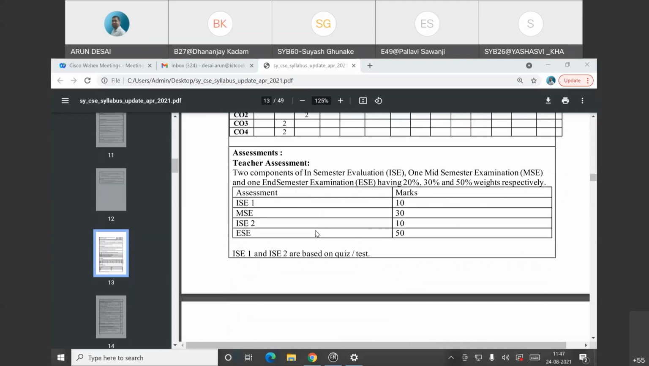Assessment is common. You have two ISC components of 10 marks each. Then you have a 30 marks mid-semester exam, and then you have an end semester exam of 15.